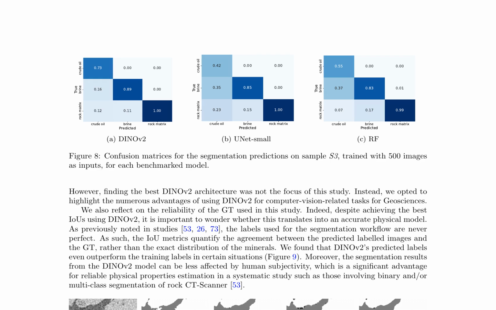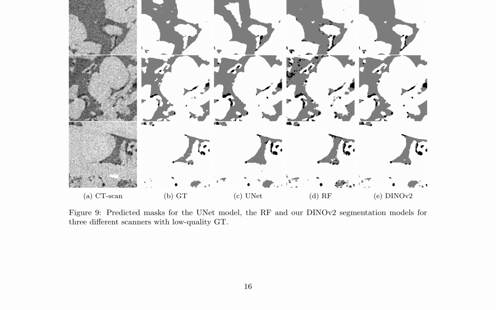Despite achieving high intersection over union, IOU, metrics, the labels used for segmentation are never perfect. The IOU metrics quantify the agreement between the predicted labeled images and the GT, rather than the exact distribution of minerals. In Figure 9, predicted masks for the UNet model, RF, and DINOv2 segmentation models are presented for 3 different scanners with low-quality GT. The results suggest that DINOv2's segmentation results are less affected by human subjectivity, which is a significant advantage for reliable physical properties estimation in systematic studies involving binary and/or multi-class segmentation of rock CT scanner images. Overall, this study highlights the advantages of using DINOv2 for computer vision tasks in geosciences, particularly in segmentation tasks, and underscores the importance of considering the limitations of the GT used in such studies.